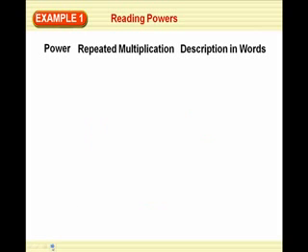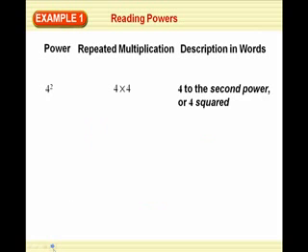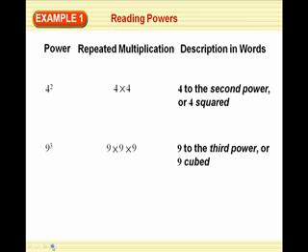Reading powers. So we have the power. This is 4. One way to say it is 4 to the 2nd power. It means repeated multiplication, you have 2 factors of 4. That's what the exponent means, 4 times 4. The description in words is 4 to the 2nd power, or 4 squared. Whenever there's a 2, we can say squared. This one means 9 times 9 times 9. There's 3 factors of 9. That's 9 to the 3rd power, or 9 cubed.